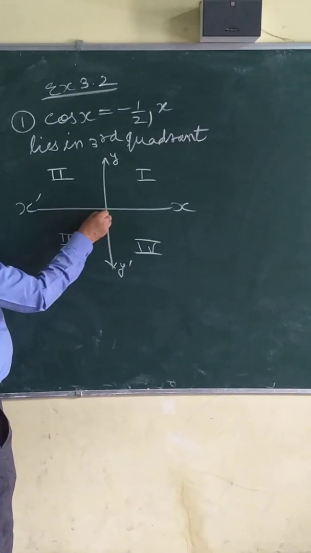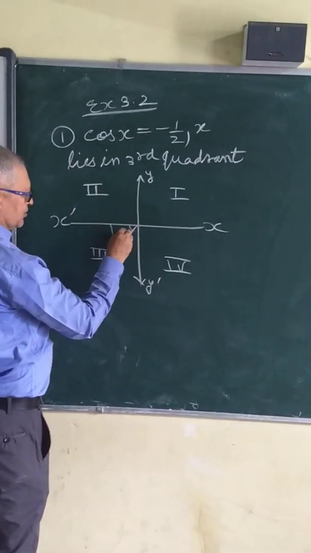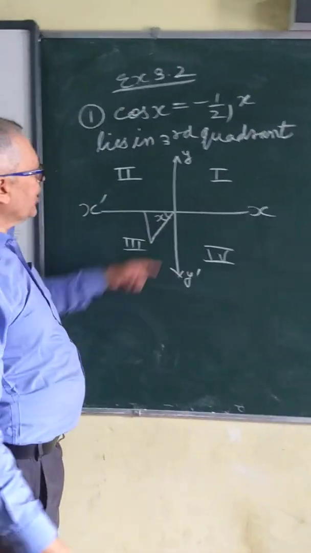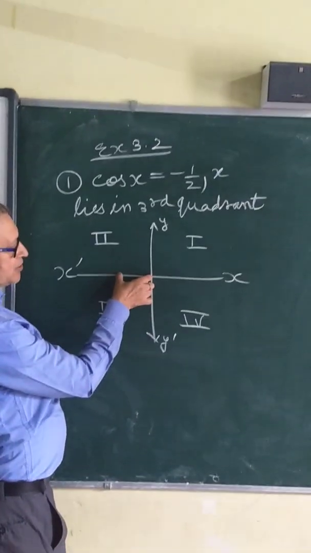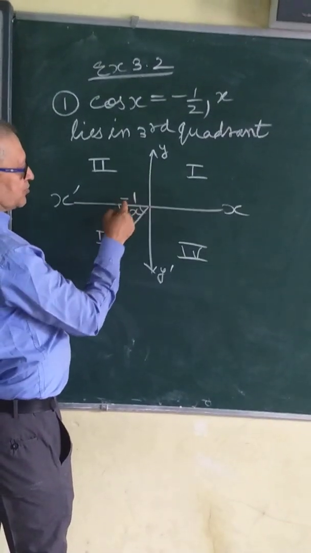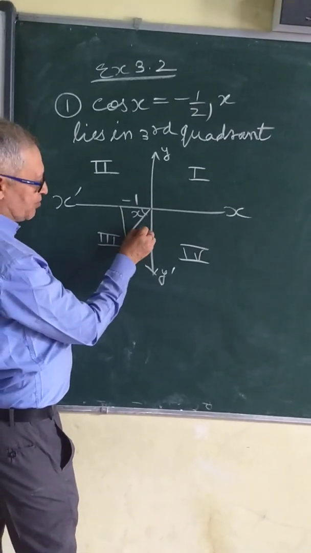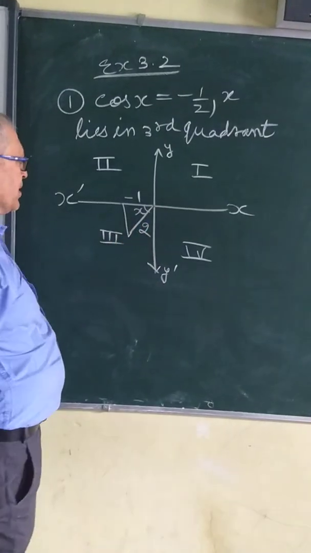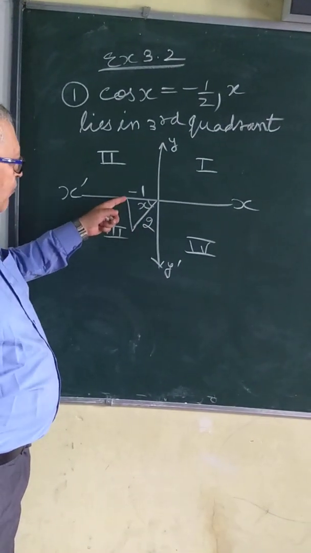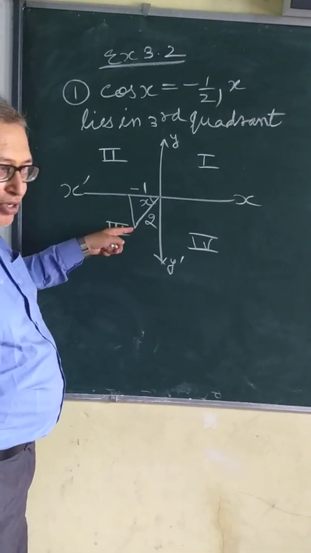So our triangle will be like this. So this is our right triangle where this angle is x and value of cos x is minus half. Minus half means value of x is here negative. This means this value will be minus 1 and this is hypotenuse. Hypotenuse is taken as always positive. So this is 2. And this value of y is in negative axis. So this will be taken as also negative.